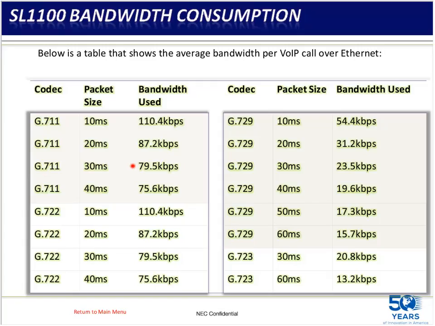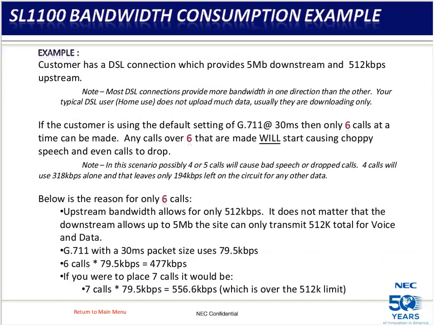Right? Now let's take this information and use it in more practical terms. And we have ourselves a good old-fashioned story math problem up here. In our example, the customer has a DSL connection that provides 5 megabits downstream and 512 kilobits per second upstream. Granted, this is an older example, but let's work with it.